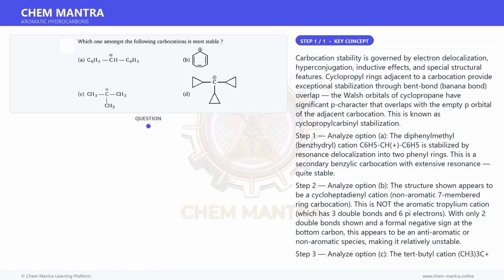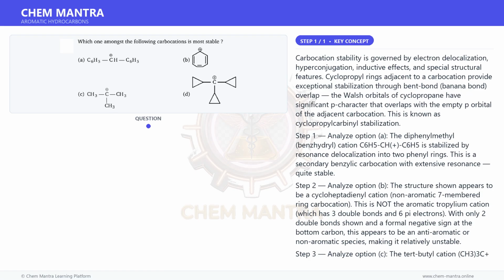Step 3. Analyze option C. The tert-butyl cation, (CH3)3C+, is a tertiary carbocation stabilized by hyperconjugation and inductive donation from 3 methyl groups. This is moderately stable but lacks the extended delocalization of benzylic or cyclopropyl carbinyl systems.